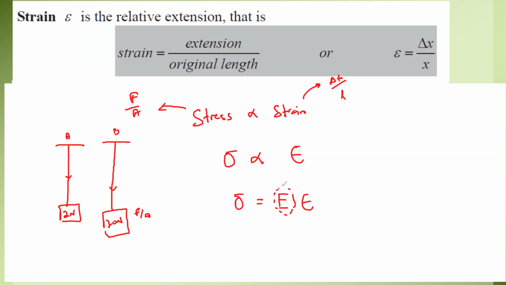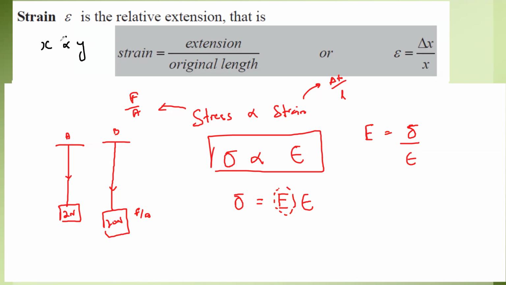And what about the Young's modulus? If I need the Young's modulus, it will be equal to stress divided by strain. So stress is directly proportional to strain. Whenever you replace the proportionality sign, like if I say X is proportional to Y, I will replace it with equal to and the constant of the proportionality, which is K here. So if I need K, it will be X over Y equals K. Same thing, stress is directly proportional to strain.